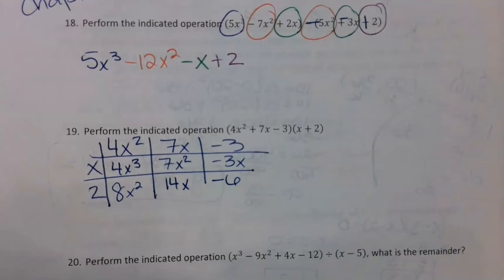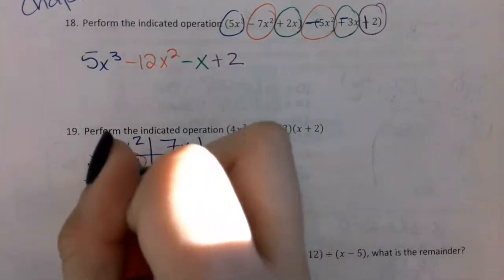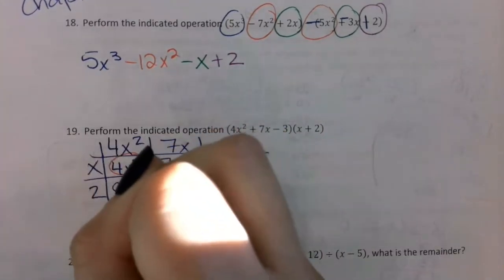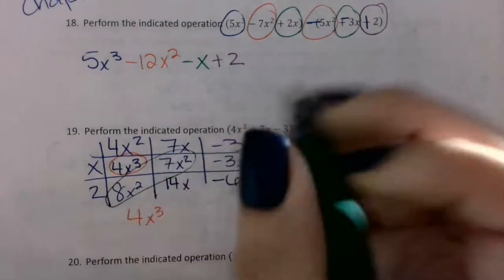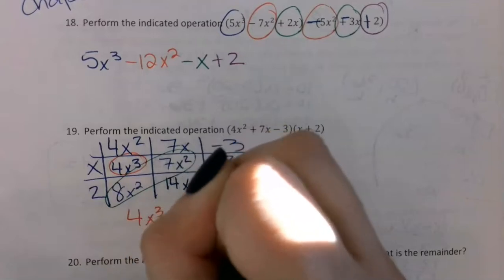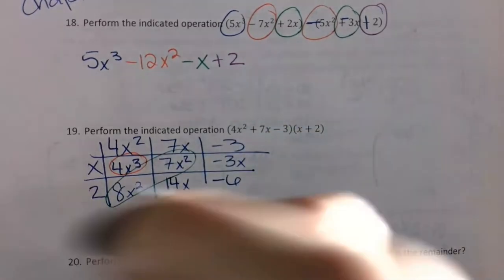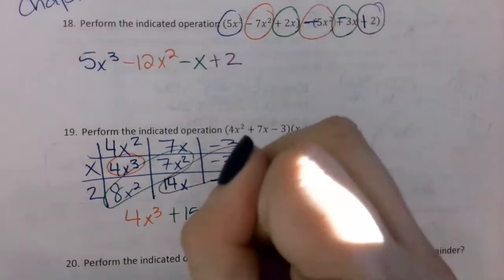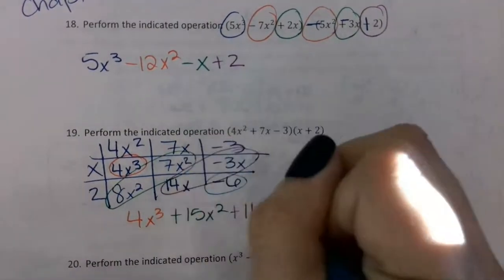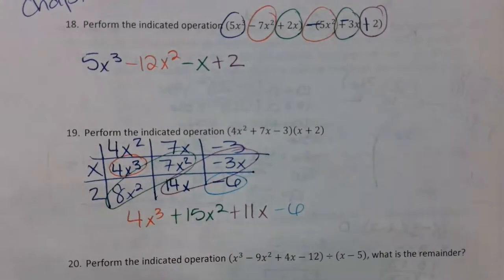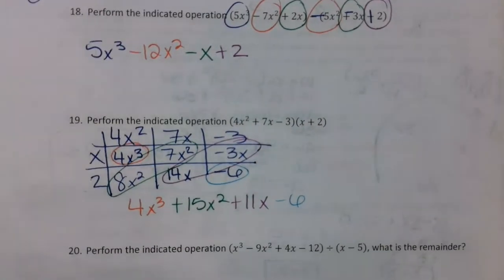Then from in here, I combine the inside squares I just filled in by adding. So I have 4x cubed plus 15x squared plus 11x, and then minus 6. This is my final answer.